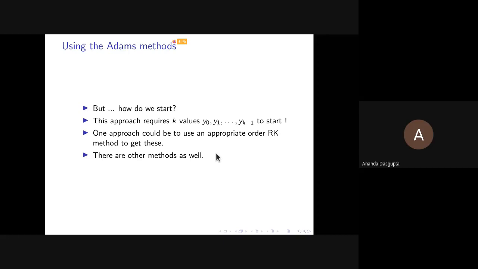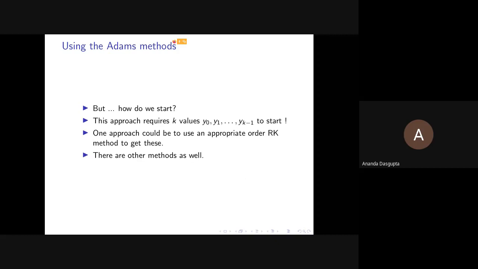You can't use the Adams-Bashforth method for doing that because for y0 I already know at the beginning. But y1, y2, y3 would have required 4 previous values. I don't have 4 previous values for them. So for y1, y2, y3, what you do is use Runge-Kutta, let's say.